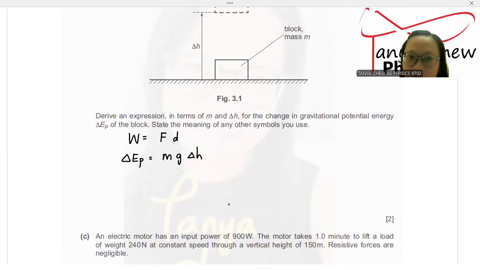Now you have to explain the other symbols that you are using, where g is gravitational acceleration.